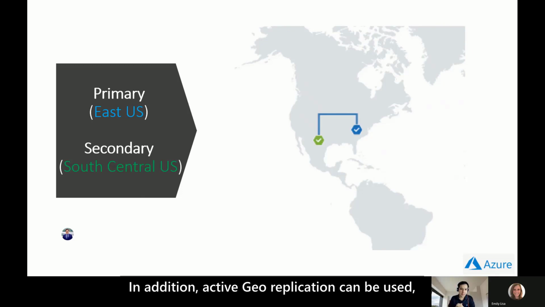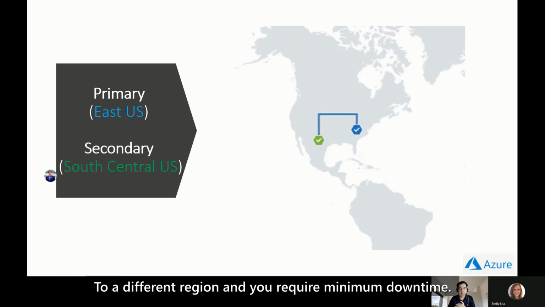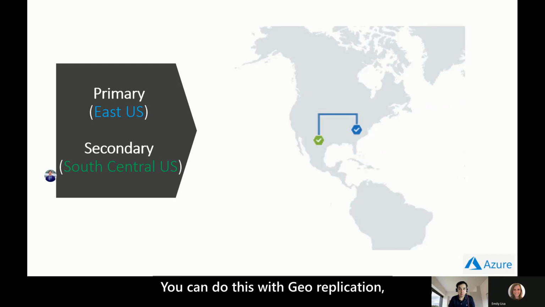In addition, active geo-replication can be used, of course, for database migration. Let's say you want to migrate your database to a different region, and you require minimum downtime. You can do this with geo-replication. So in this case, let's say you want to migrate from East US to South Central US. That's one use case. Another is, let's say you want to do application upgrades. You can create a secondary as a failback copy during the application upgrades.